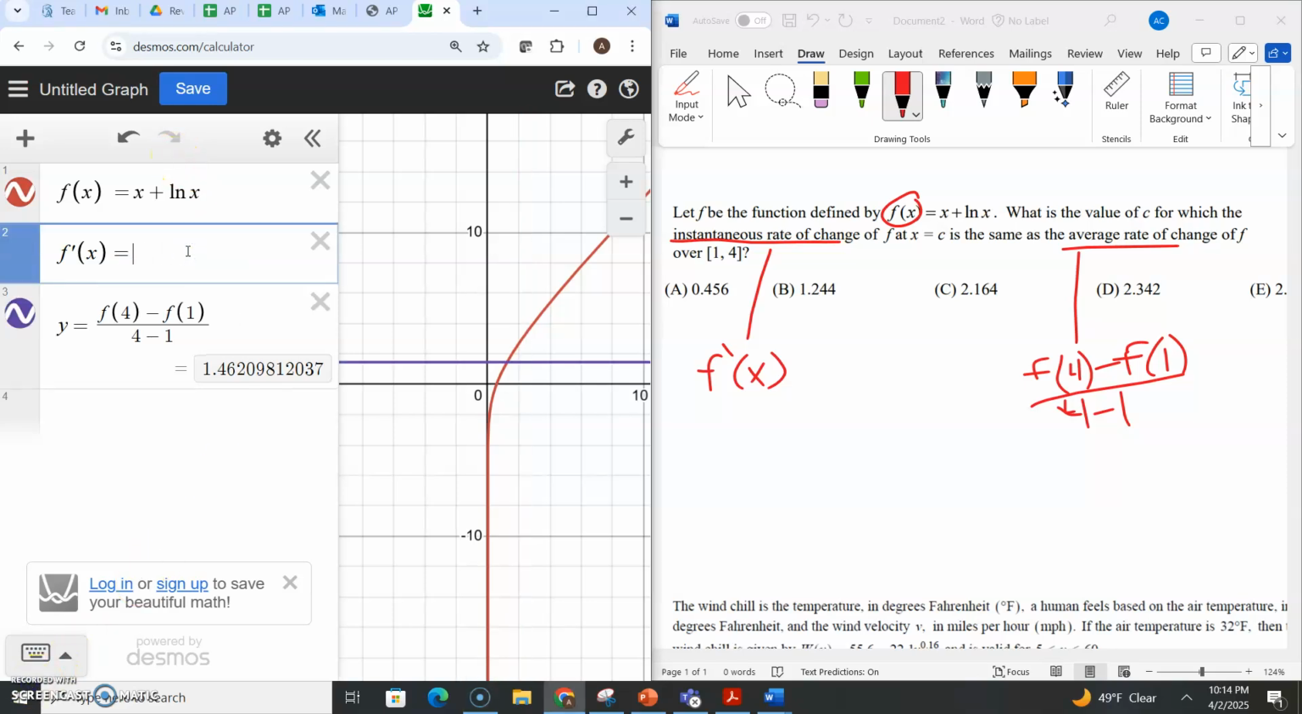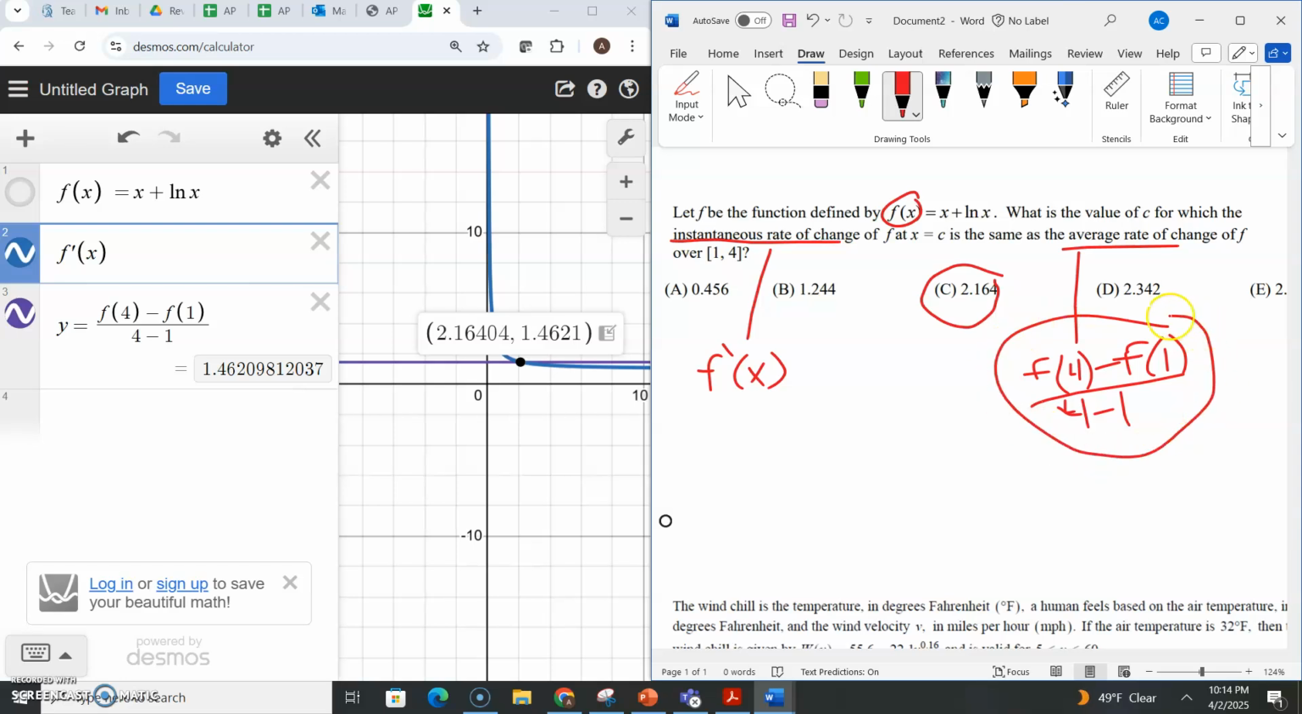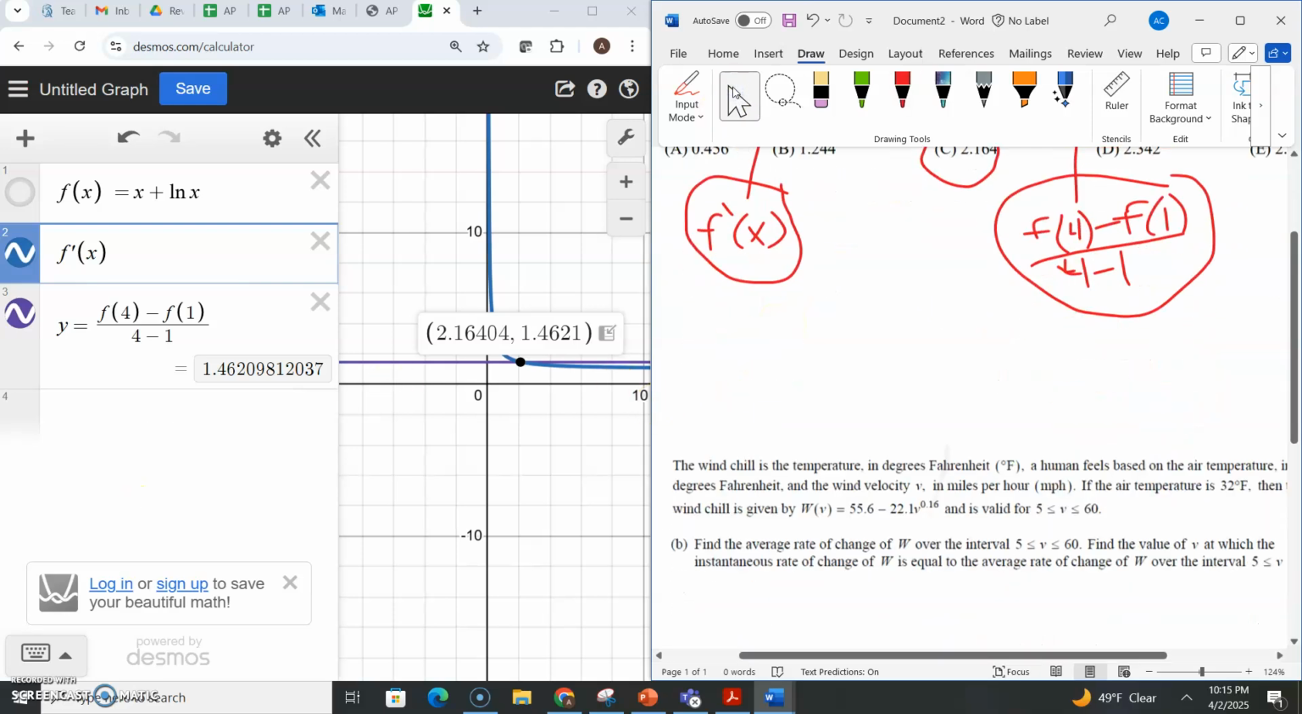All right, so setting it equal does not work. So we're going to set y equal to this slope, and then our other function is f prime, and we are going to see where they intersect. Right here, the intersection is at x equals 2.164. So then our answer is c. That would be the location where the average rate of change, the slope, is equal to the instantaneous rate of change, the derivative.